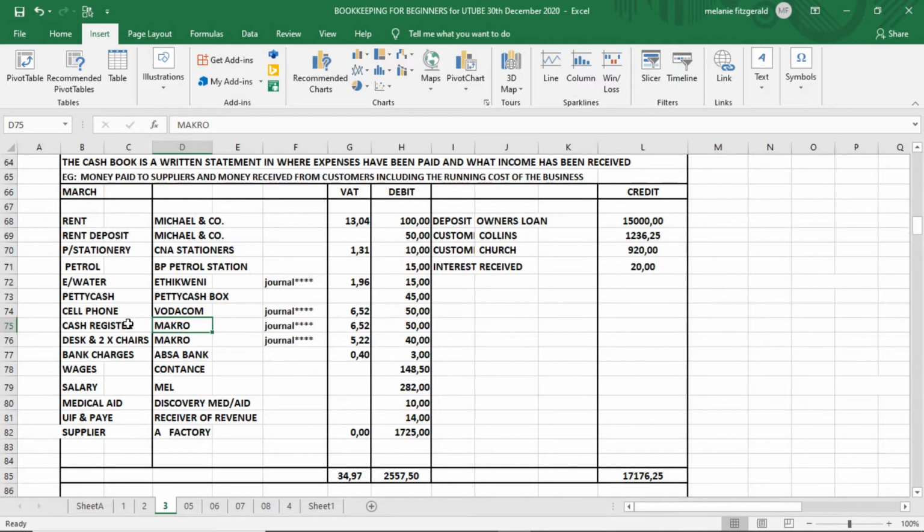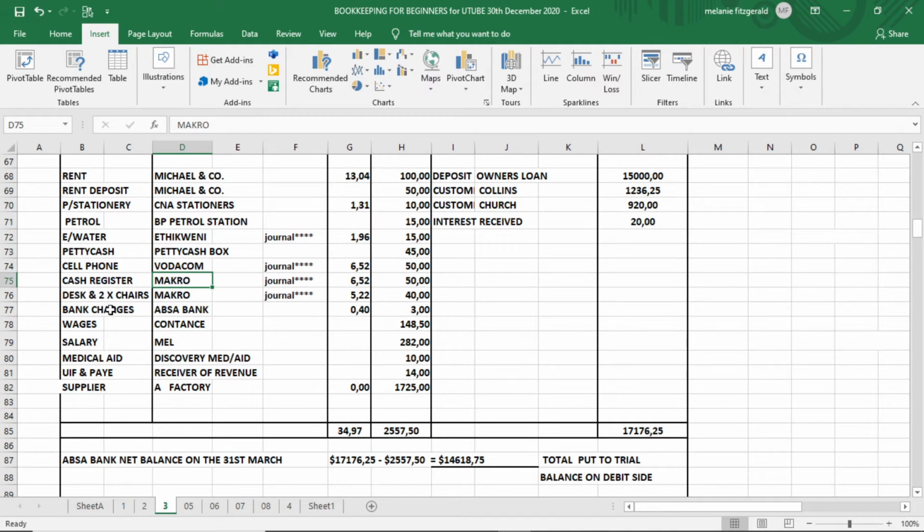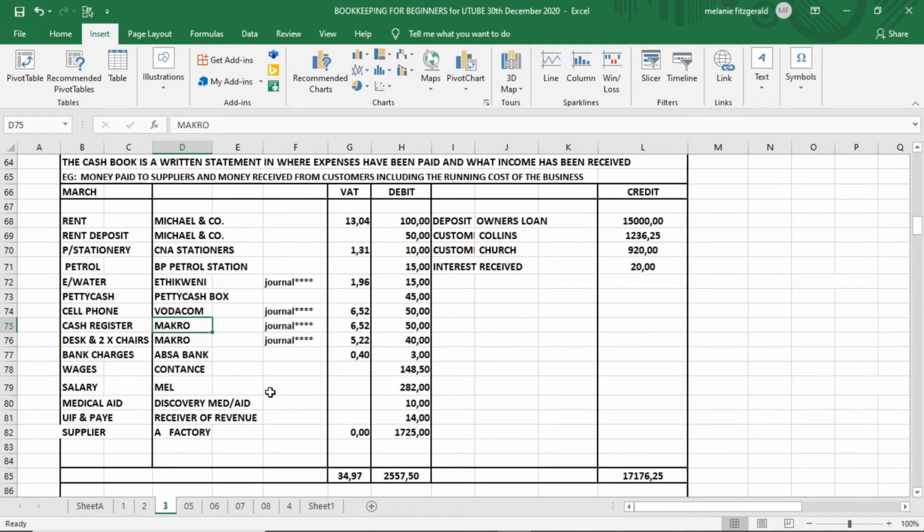So now what we're going to do is put an entry on the debit side for the purchases of those things, plus their VAT. They also charge VAT on that. Desks, chairs, like I showed you, bank charges, wages to our employees, salary, medical aid, UIF, and PAYE. Okay, and the supply. This factory A, this is the supply. Now this is the amount, $1,725 that we've paid out to factory A. We've actually paid him that for the goods we bought from him.